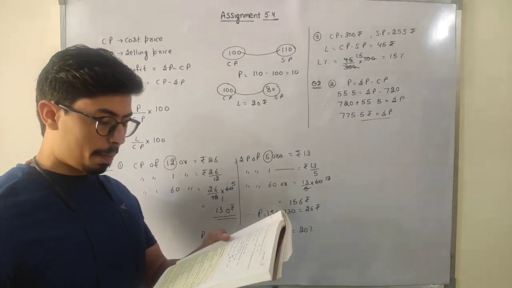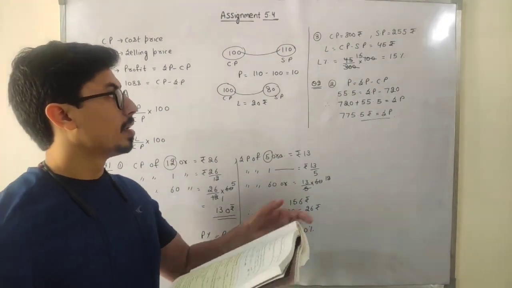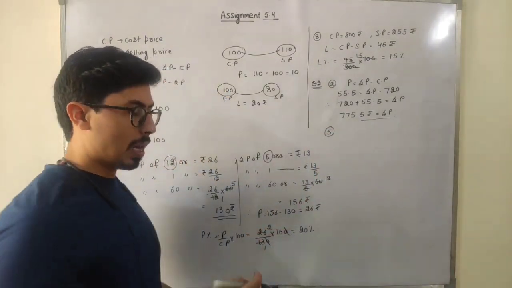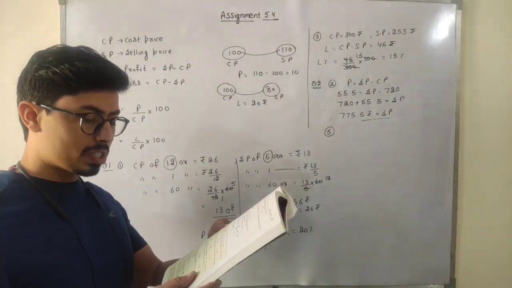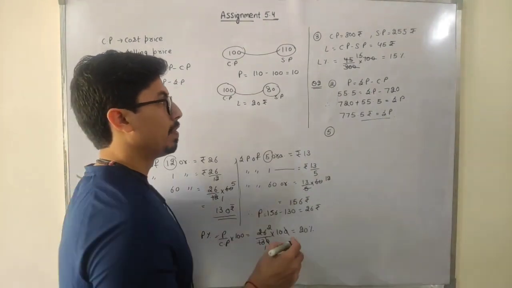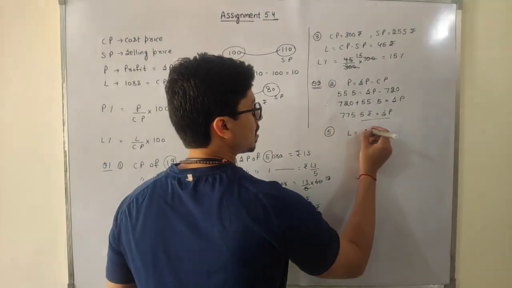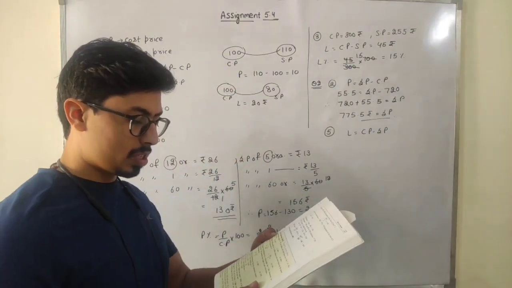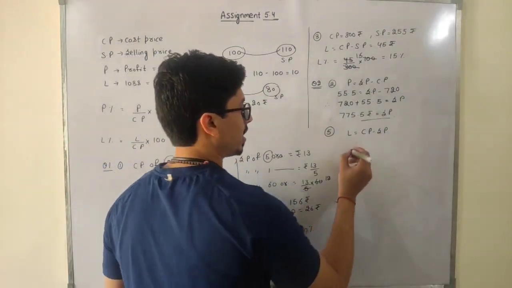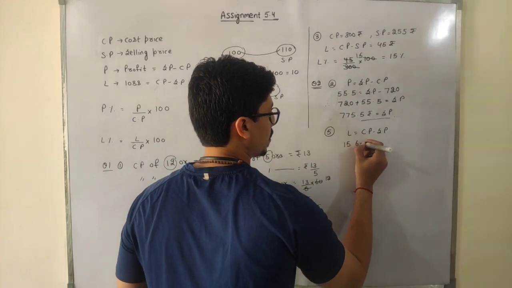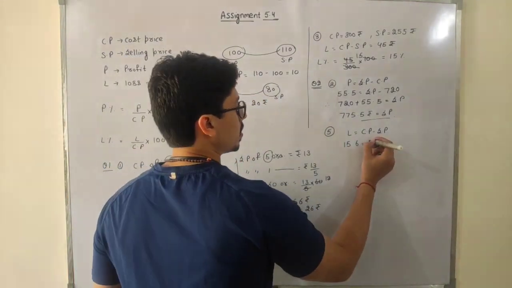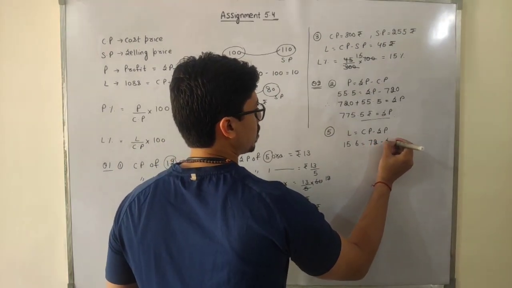If I take part number 5, you have to just put the formula. CP is given, loss is given, we have to find out the SP. We know the formula of loss, students. Loss means CP minus SP. And the loss is how much? 15.6, that is given to us. CP is 72. I have to find out the SP.